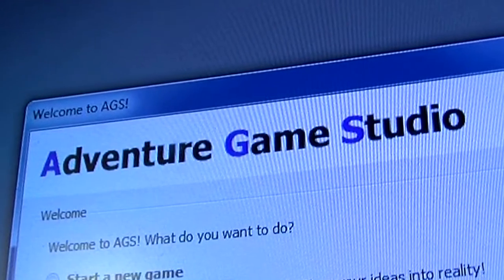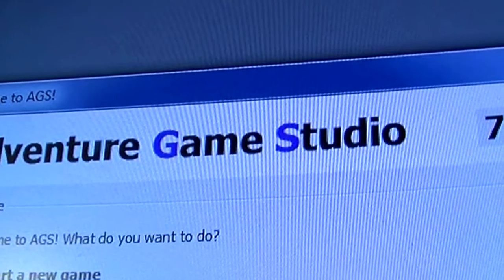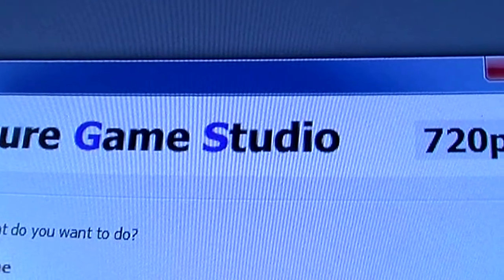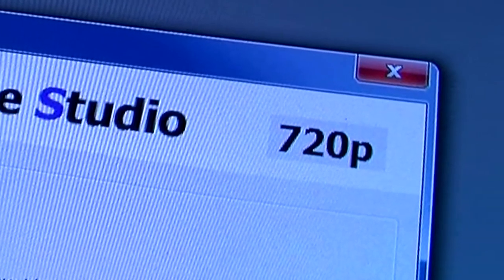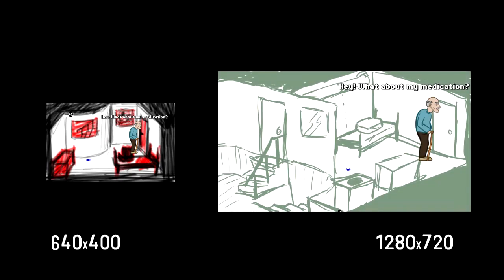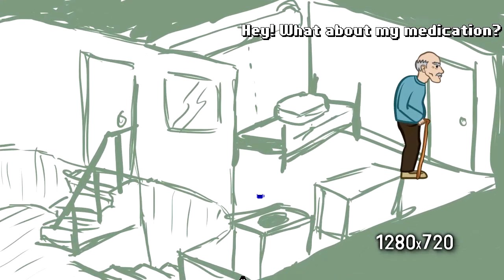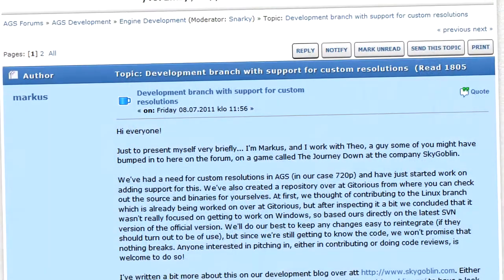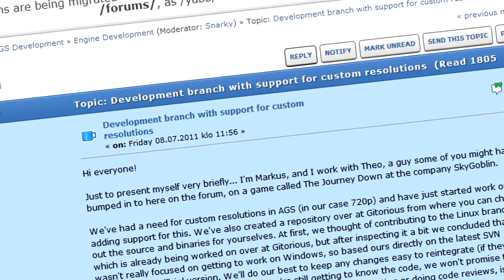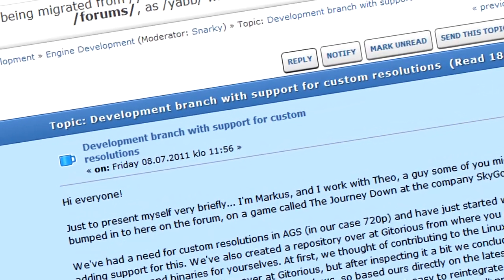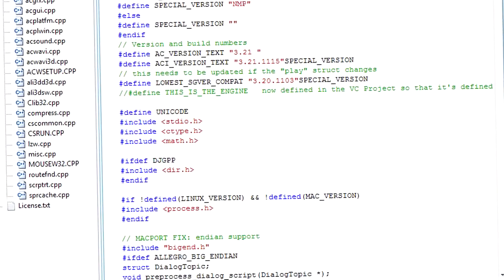We were also talking about the 720p resolution. Would you like to talk about that? Yeah, actually we were initially making the game in 640 by 400 resolution, but then I stumbled onto this custom resolution version of AGS and decided to try it out, because I wanted to make the game in 720p.